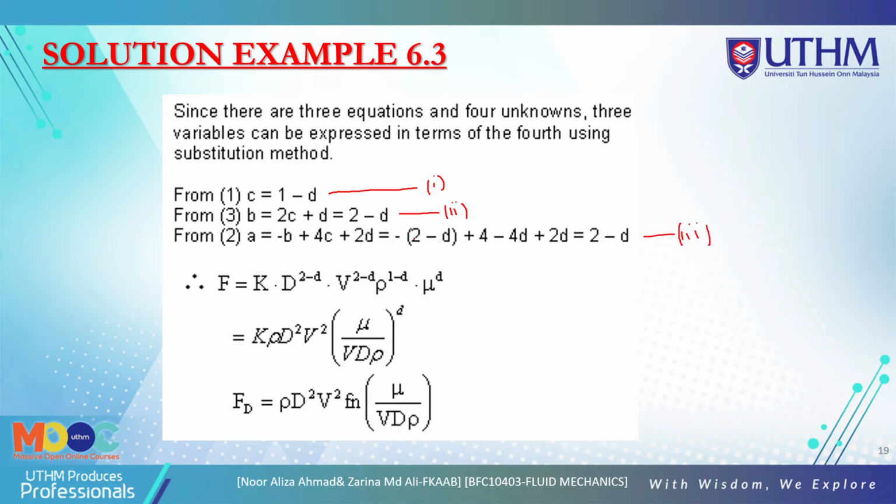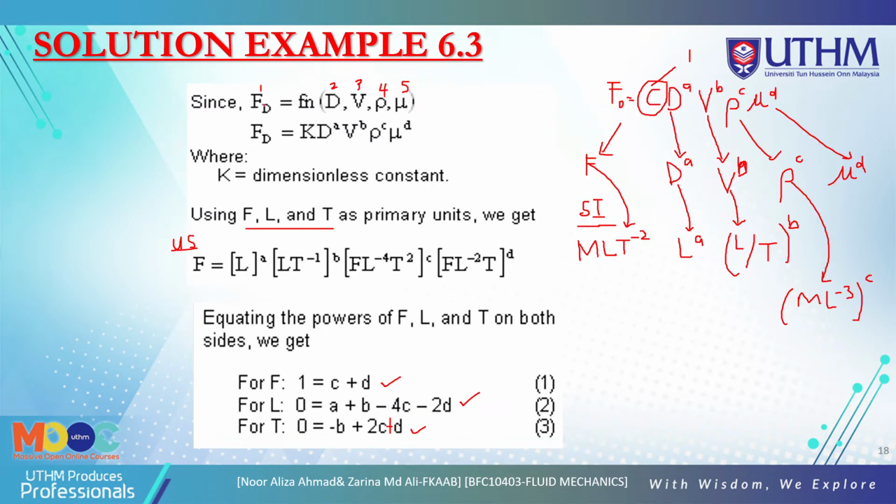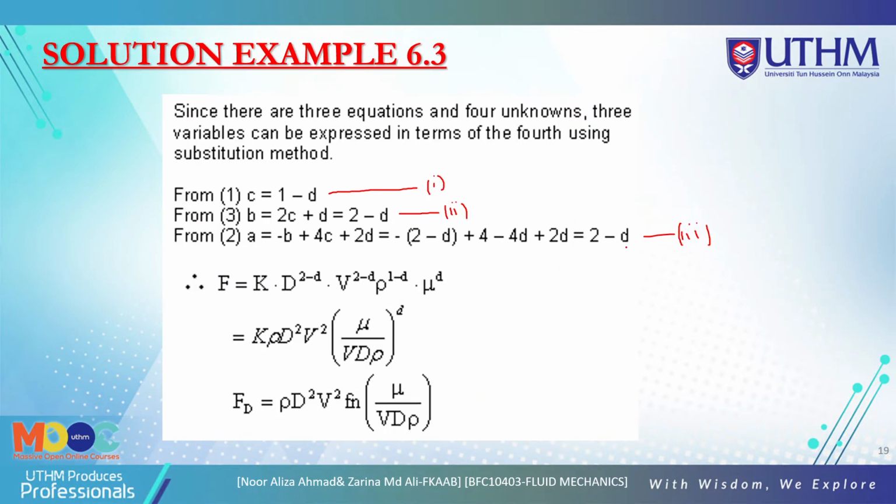After you solve these equations, because this is F with 5 variables, if you have 5 variables, you must express one of the power dimensions in terms of D. That's why we get F is equal to K times D, A is 2 minus D, the velocity is 2 minus D also, the density is 1 minus D, and the viscosity. So you get this equation, and if you just stop at this part, it's okay for this calculation for US unit.